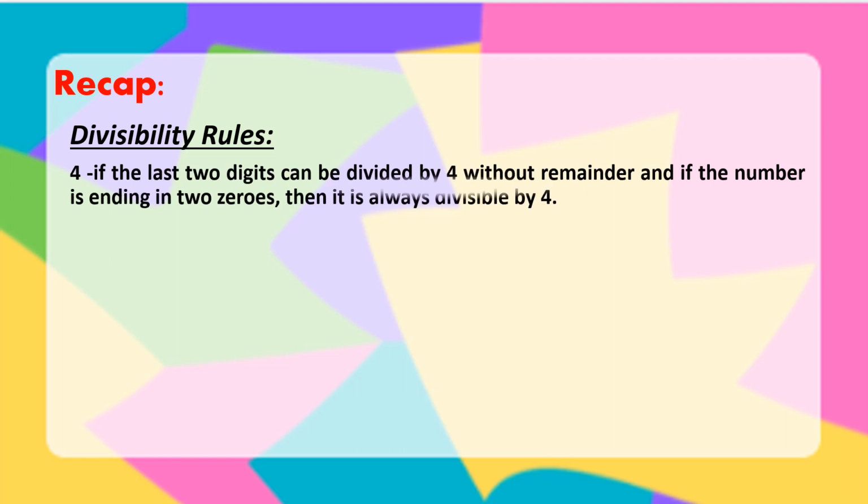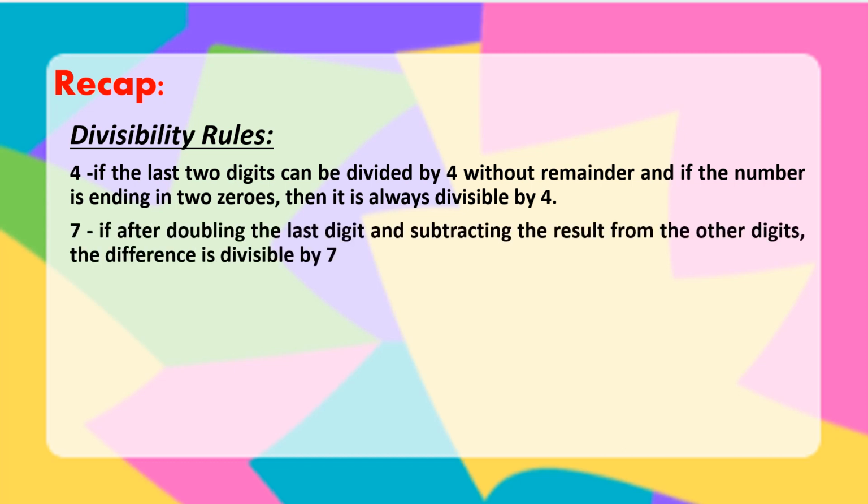Okay, so let's have a recap about what we have studied last time. It's all about the divisibility rules for 4. If the last 2 digits can be divided by 4 without remainder, and if the number is ending in 2 zeros, then it is always divisible by 4. Another is by 7. If after doubling the last digit and subtracting the result from the other digits, the difference must be divisible by 7.